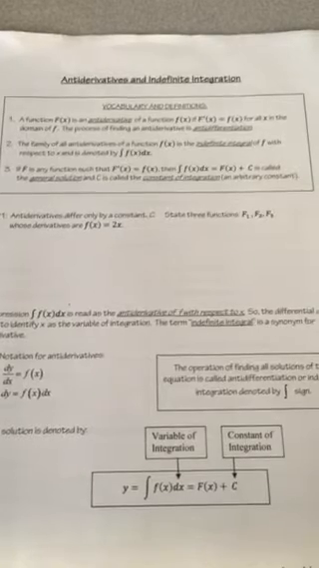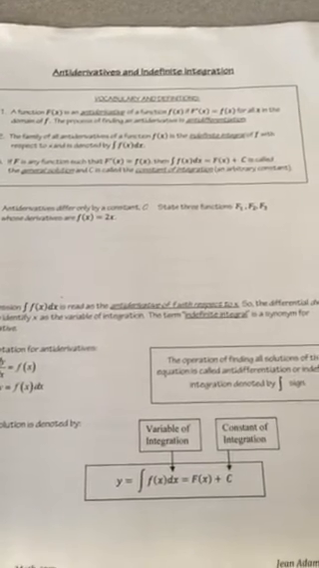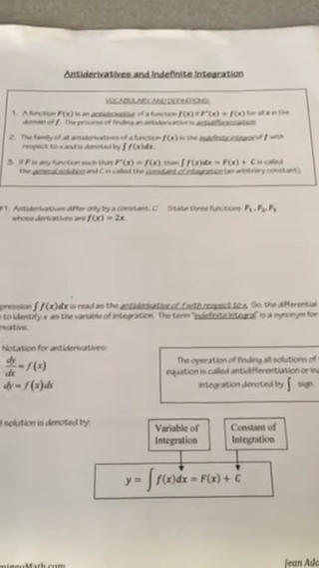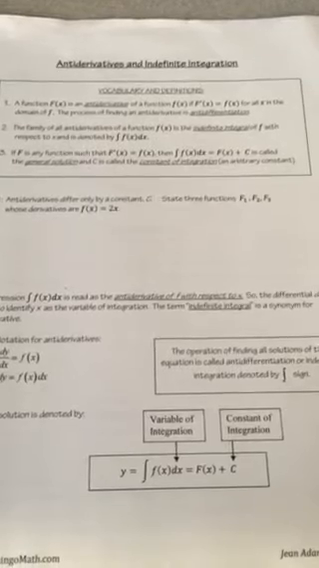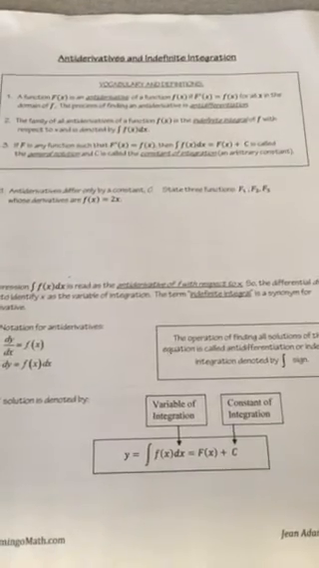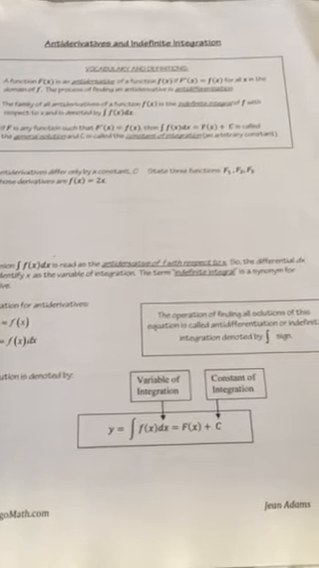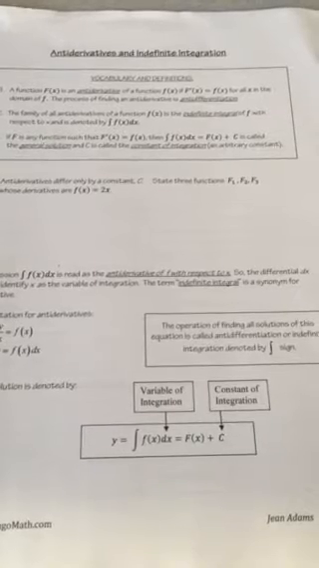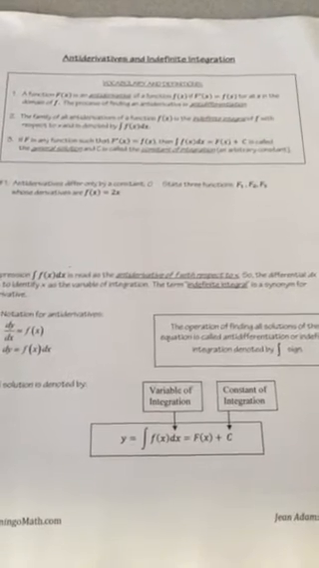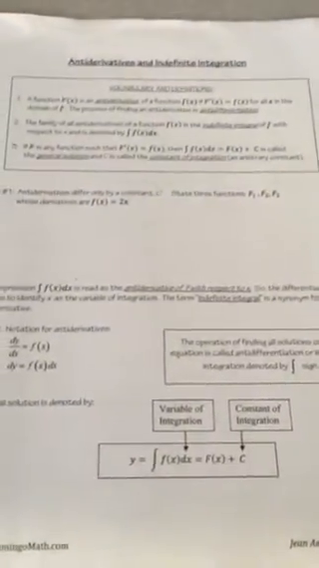The family of antiderivatives of a function f of x is the indefinite integral of f with respect to x and is denoted by the integral sign f of x dx. If capital F is any function such that its derivative is equal to the original function, then the integral of f of x dx is equal to F of x plus C, which is called the general solution, and C is called your constant of integration, which is just some arbitrary constant.